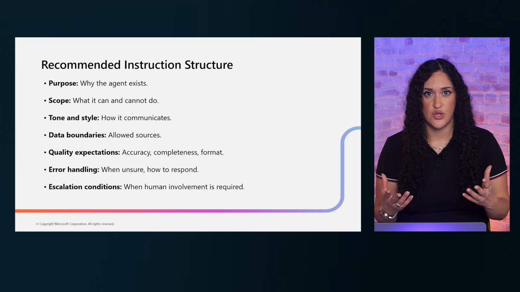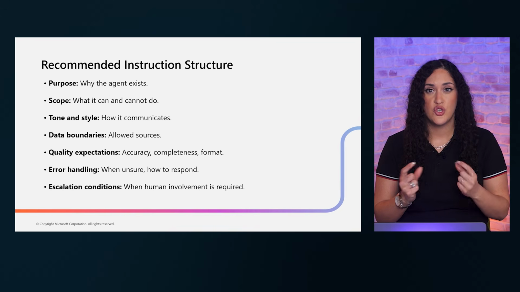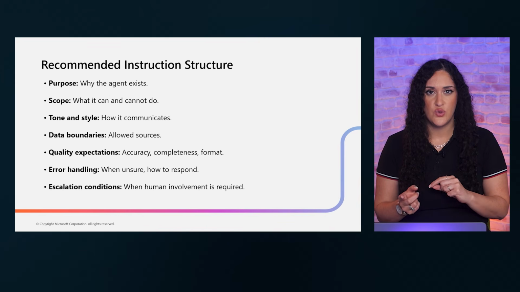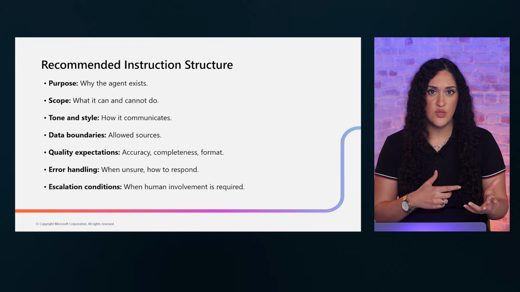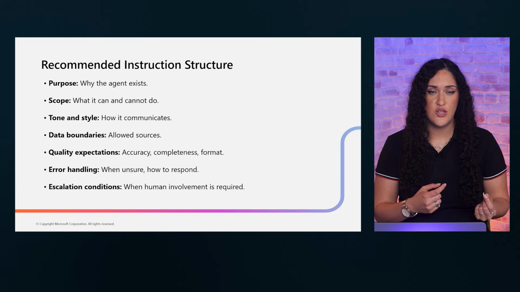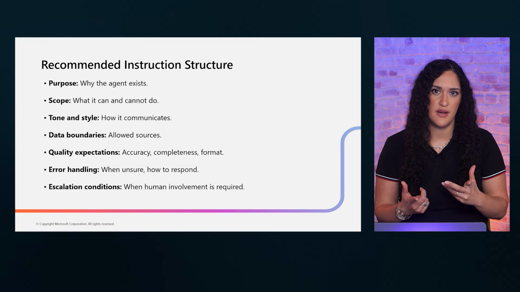Here's the recommended instruction structure. Purpose tells why the agent exists. Scope defines what it can and cannot do. Tone and style set how it communicates. Data boundaries specify allowed sources. Quality expectations define accuracy and format standards. Error handling covers uncertain situations. And escalation conditions identify when humans must step in.